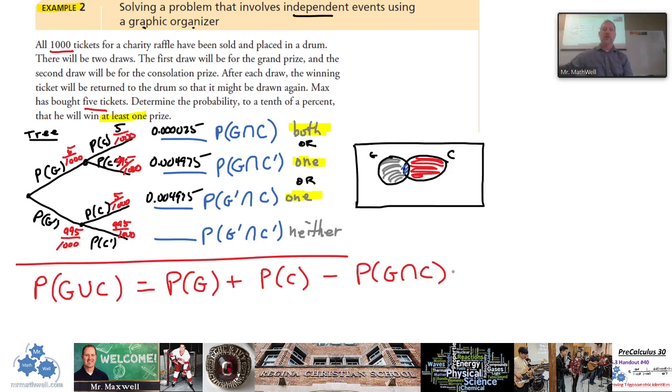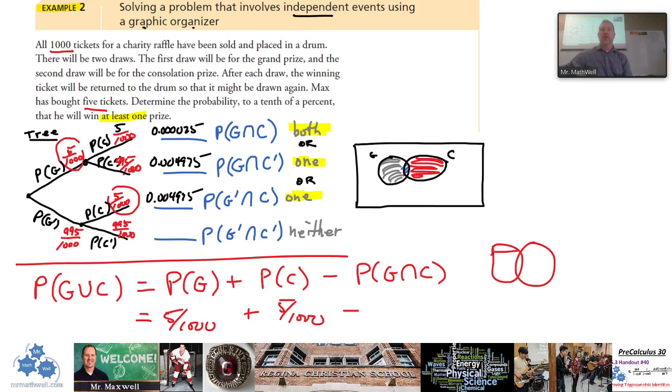Okay. So what's the probability of the grand prize? Well, that's 5 out of 1,000. What's the probability of the consolation prize? Well, that's also 5 out of 1,000. Now, if we simply do that, we are double counting the middle. We're doing all of this and then all of this. So we have to take the middle away, the overlap. So what is that? That's this number right here.